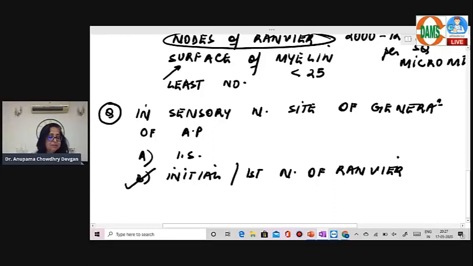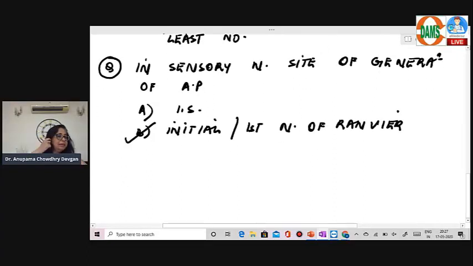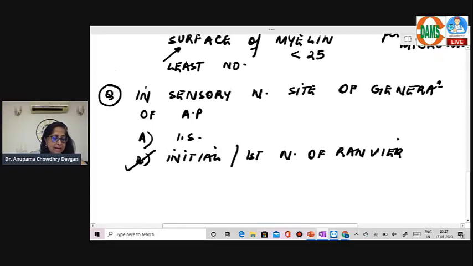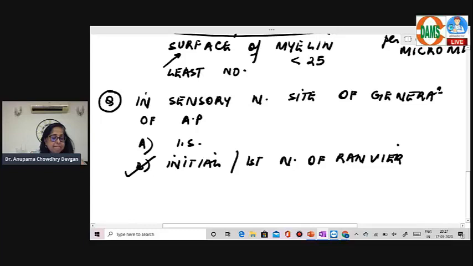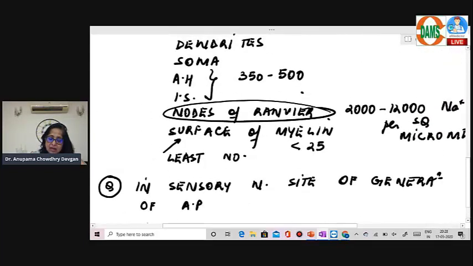Spinal motor neuron, it will be the initial segment. The initial or the first node of Ranvier will be the site of generation of action potential in a sensory neuron.